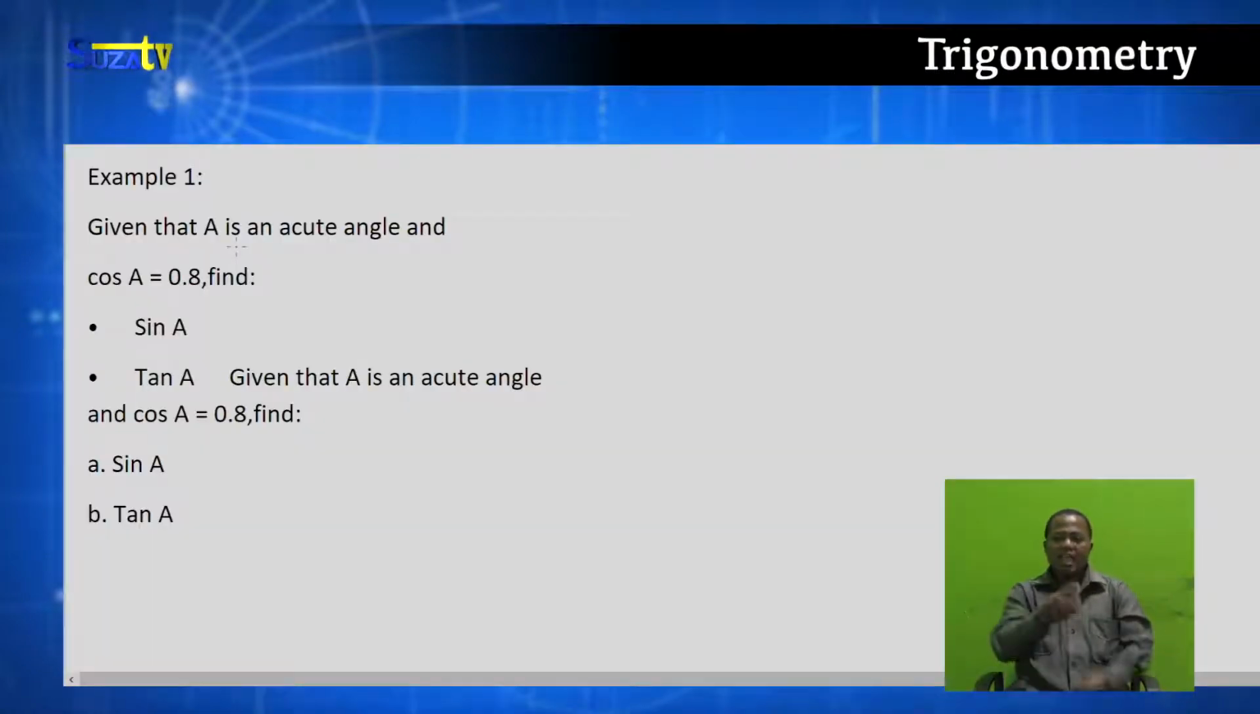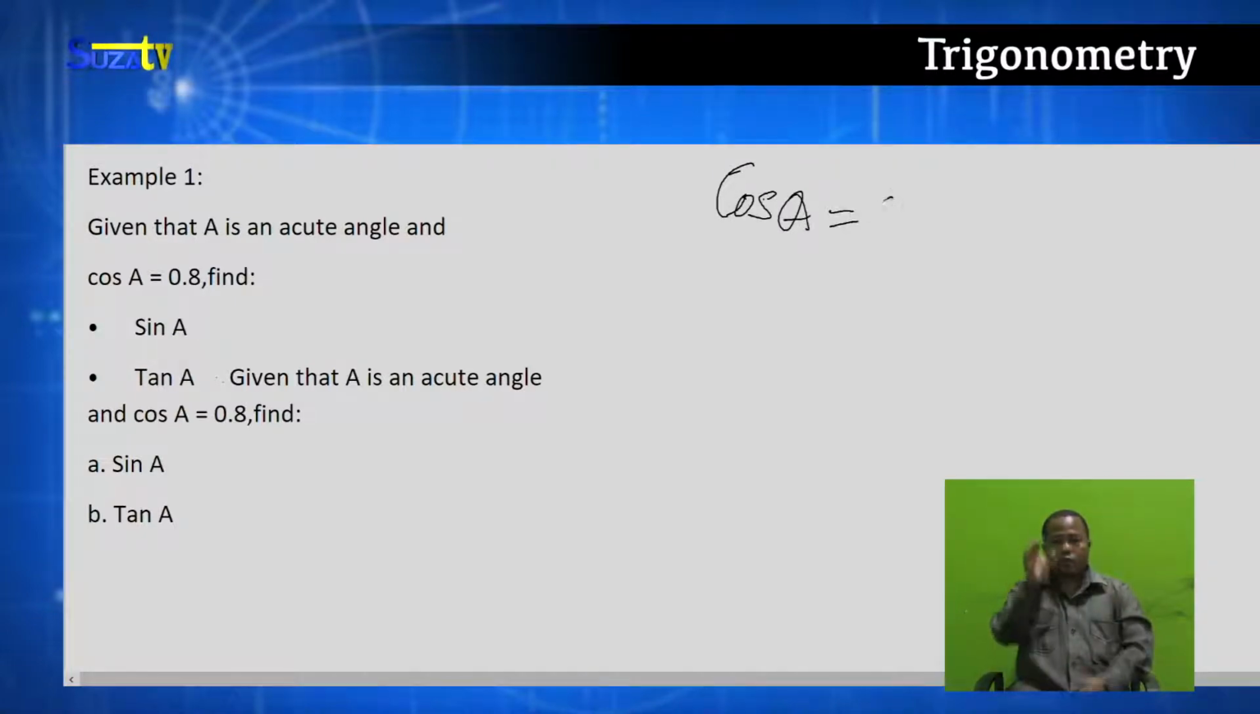Okay, let's see an example here. Example number 1 says, given that A is an acute angle and cos A is equal to 0.8, we're supposed to find sine A and tan A. Okay, good.